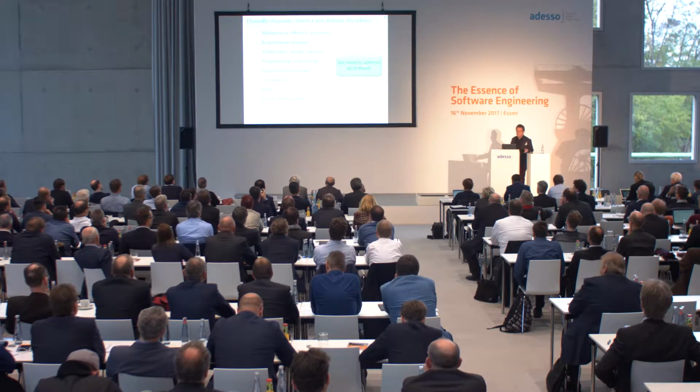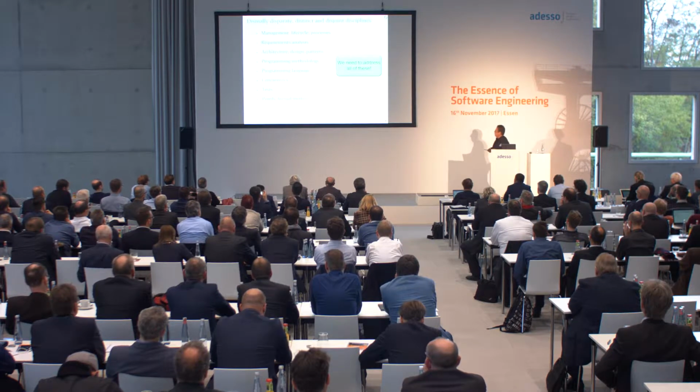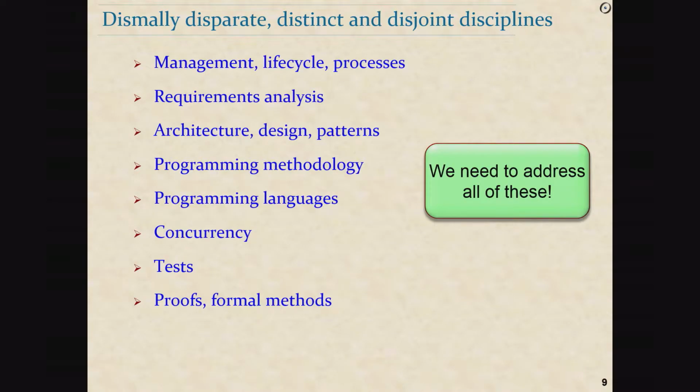So coming back to this list, we have these dismally disparate, distinct, and disjoint disciplines. Management, requirements, architecture, design, methodology, languages, concurrency, tests, proofs, formal methods, and they're kind of handled by different communities, which sometimes talk to each other, most of the time not. And there are a few people, of course, who straddle a couple of these areas. Well, the point is that if we get one of these things, or even 3 of these things right, we're not going to get successful software projects. And we also are not going to get good sound, but that's a different problem.